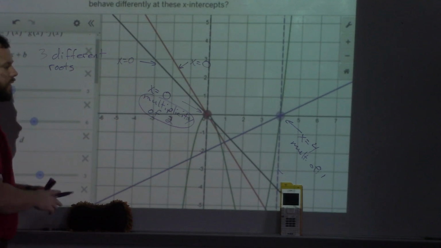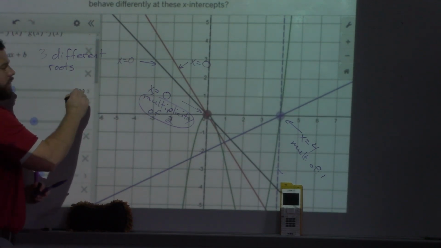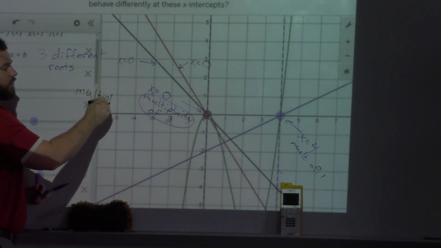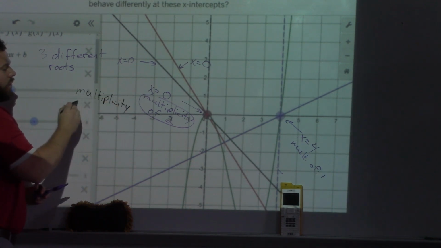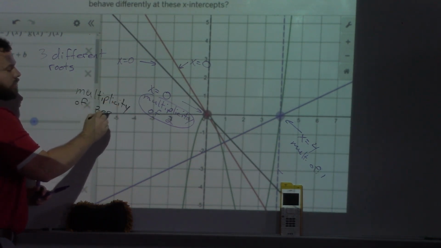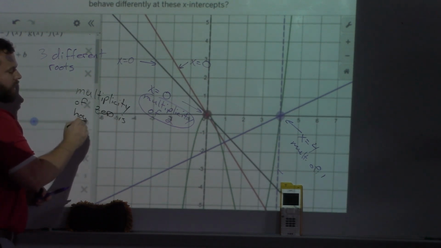The multiplicity, okay, and we're going to look at this in the book in a second, but I just need you to understand the multiplicity of a 0 is how many times.